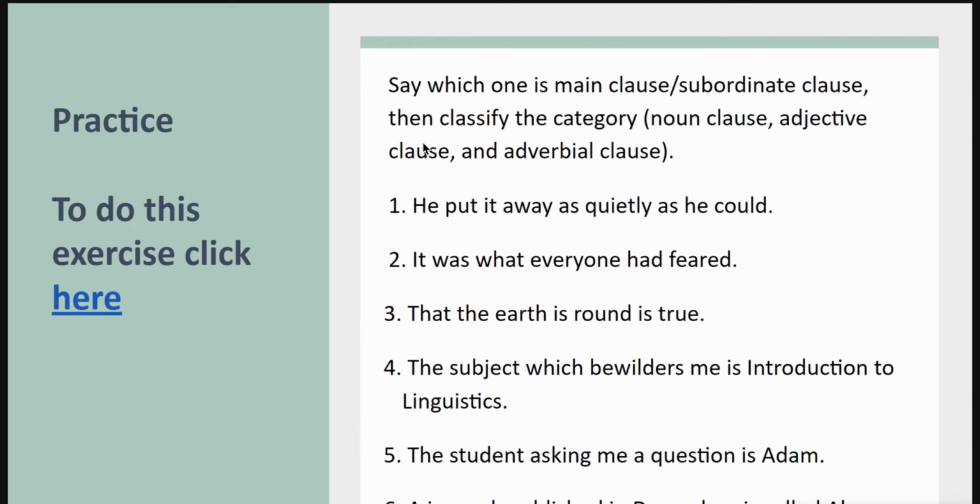Berarti main verbnya yang mana? The main verbnya is the earth is round. Sorry. Kata kerja utamanya yang mana? That is true. The second is. See? Because true is adjective.